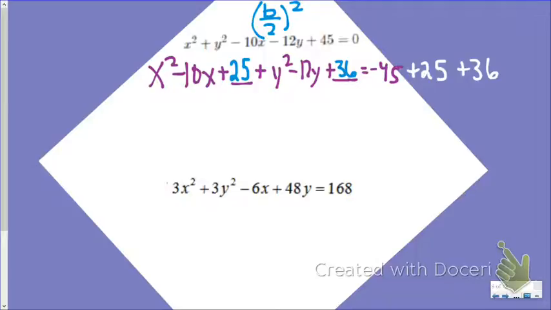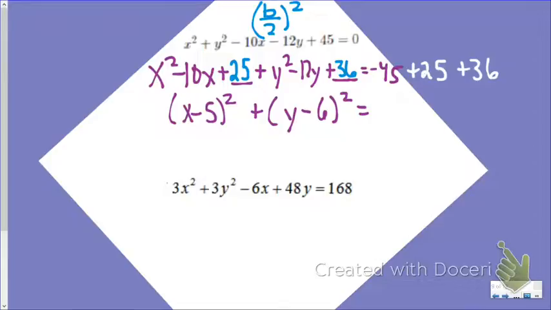So what that sets up now, if I were to factor this, it's going to factor perfectly into x minus 5 squared. And you'll always work out to where this number is basically the number you got when you took b and divided it by 2. So I took negative 10 divided by 2, I got negative 5. Look at our y's. This is going to be y minus 6, because again, I take negative 12 and divide it by 2. And then if I look at my right side and simplify that, negative 45 plus 25 is a negative 20, plus 36 is 16. So that's the equation of my circle in standard form.